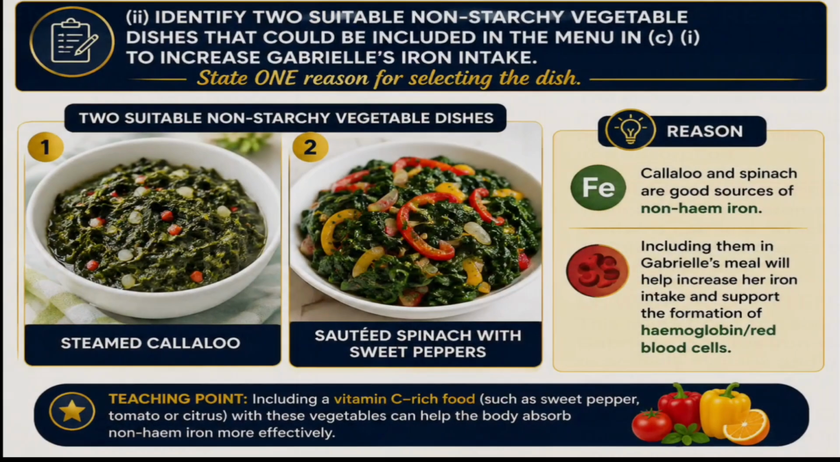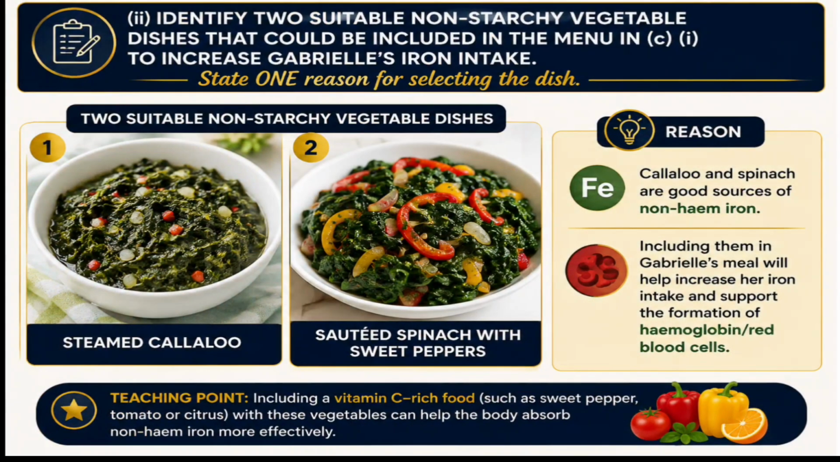Good. Next part, identify 2 suitable non-starchy vegetable dishes that could be included in the menu in C1 to increase Gabriel's iron intake, right? And then we're to state 1 reason for including the dish. All right. So 2 suitable non-starchy vegetable dishes include, one option could be steamed callaloo. The second option could be sauteed spinach with sweet peppers, right? And let's look at the reasons.